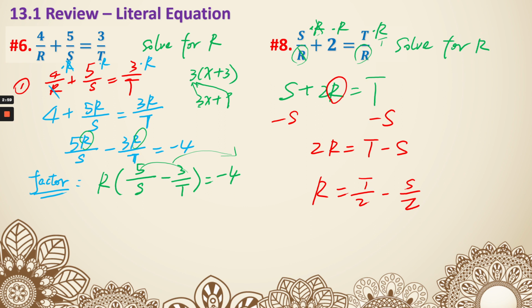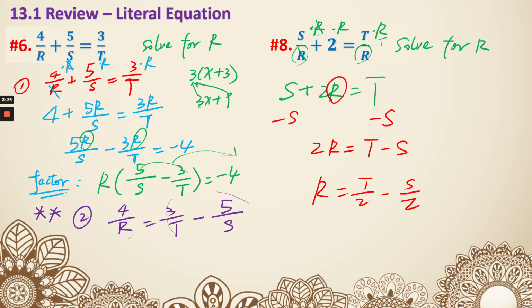Now let's use the method that uses the things you have learned this year. So I will start with 4 over R equals 3 over T minus 5 over S. Again, this method 2 is the method that you can totally do this year. What you may have noticed is the 4 over R is a fraction. So if the right side is also just one fraction, that means I can just flip the fraction and that will give me the answer.